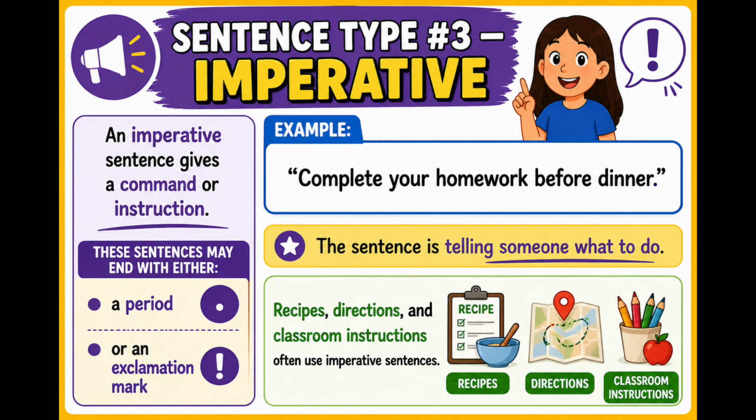It just depends on how enthusiastic you are about the command or instruction. For example, "Complete your homework before dinner" will probably get a period. But if I have to say it multiple times, "I've told you 4 times to complete your homework before dinner!" might get an exclamation point. So it just depends on the tone of the speaker.